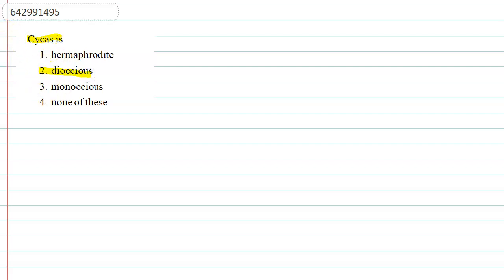Now why is the plant Cycas, which is a gymnosperm, referred to as dioecious? It is because on the Cycas, the male and the female reproductive organs are on different plants. That is, the male plant is different and the female plant is different.